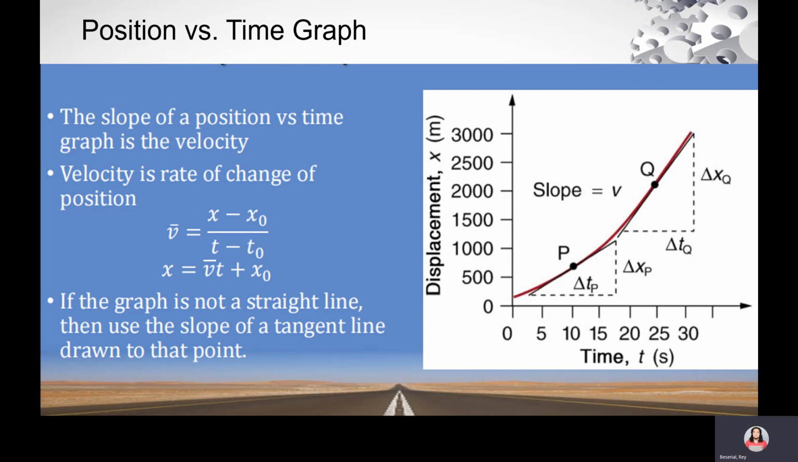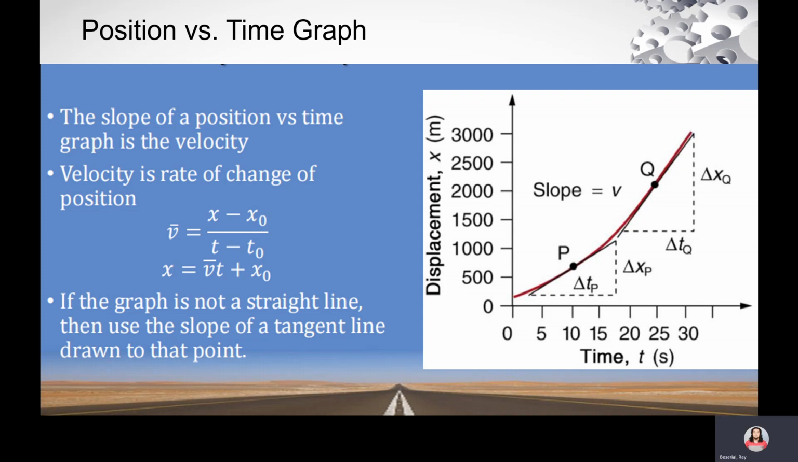If the graph is not straight line, then use the slope of the tangent line drawn to that point. So example nito, yung ito ating point P na nasa time 10 seconds. So yung sa point P, gagawa tayo dyan ng straight line to find the delta x niya at saka yung delta t niya with respect sa point P or with respect to time na 10 seconds.